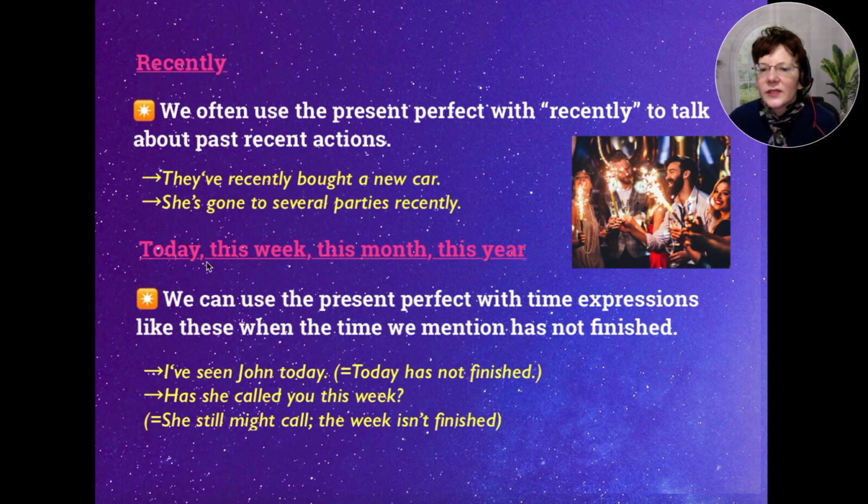Okay, and then there's today, this week, this month, this year. So we can use the present perfect with time expressions like these when the time we mention has not finished. So, for example, I have seen John today. Basically means so far, today has not finished. And then, has she called you this week? So this means, well, she still might call. The week isn't finished, probably. So yeah. All right.